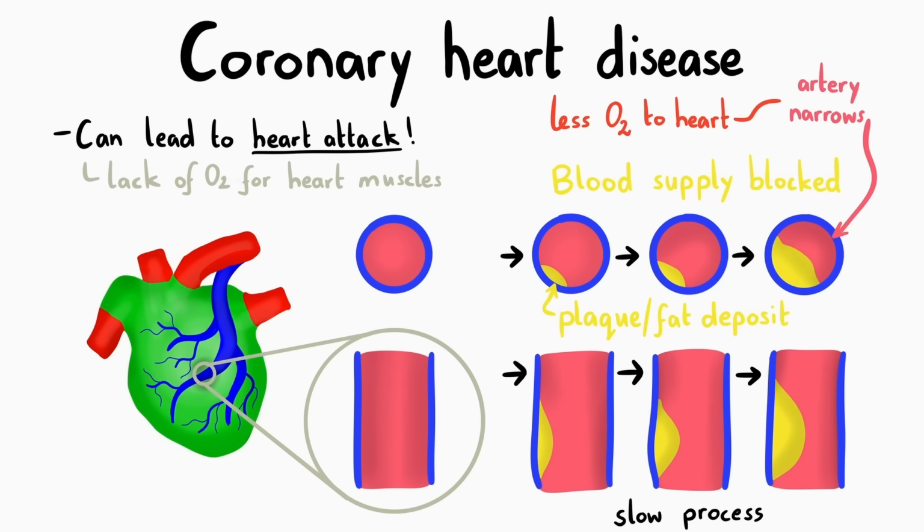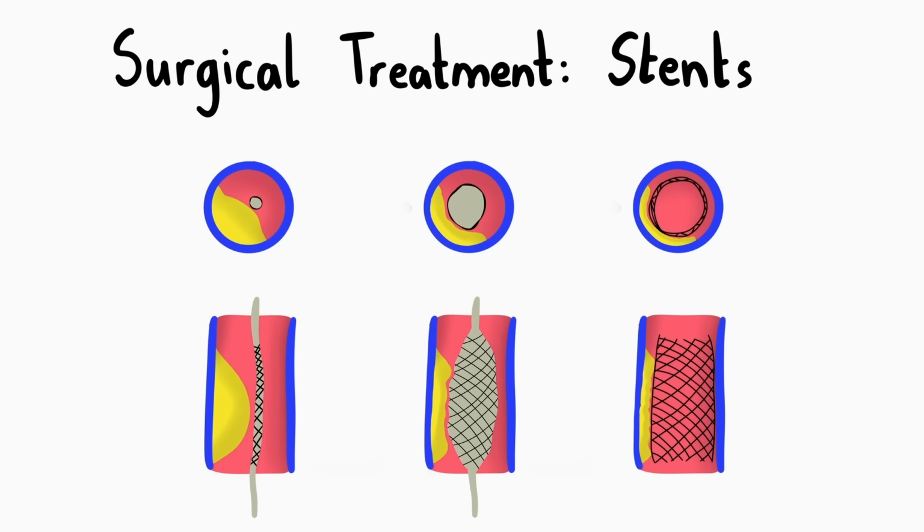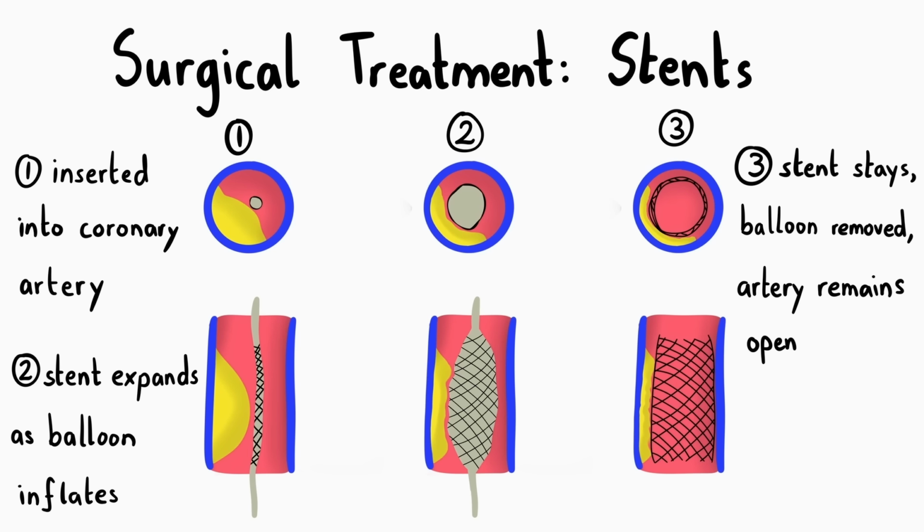a heart attack. One effective treatment for narrowed coronary arteries is the use of stents. Stents are small, tube-shaped devices that are placed inside affected arteries. These clever devices physically hold the blood vessel open, allowing blood to flow through more easily. This ensures the heart muscle receives the oxygen it needs to function properly.